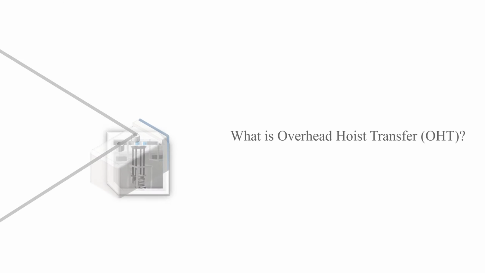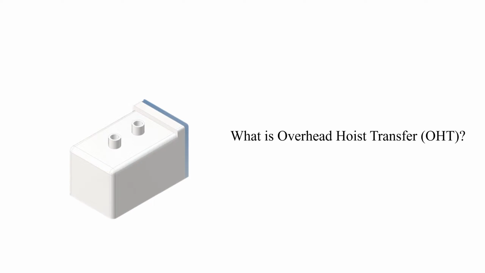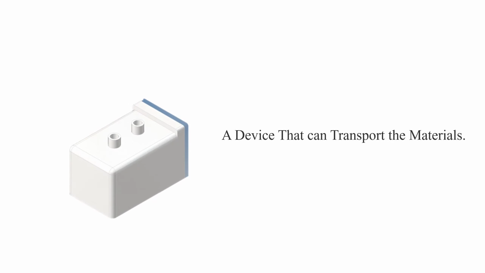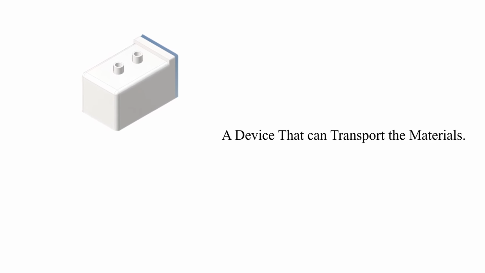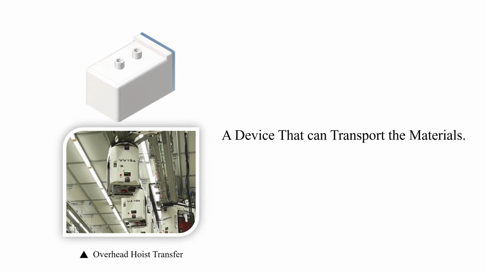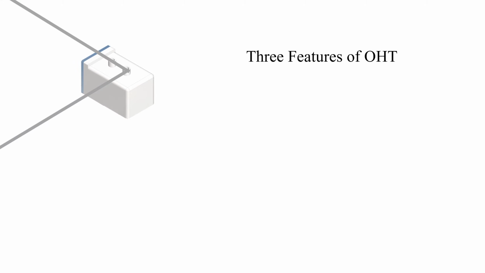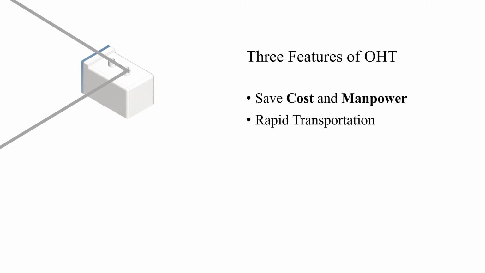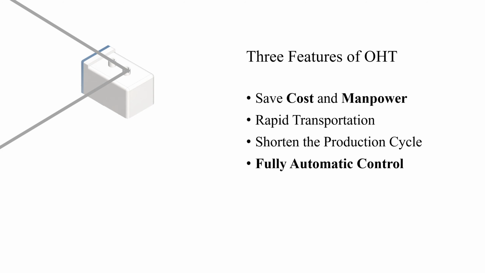So, what is overhead hoist transfer? This is a device that can transport materials to another position. There are three features of OHT. It can save cost and manpower. Second, it has rapid transportation, so it can shorten the production cycle. And it has fully automatic control.